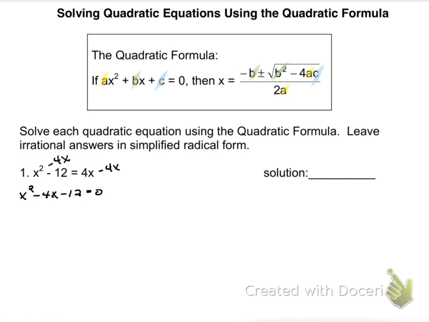Now, it helps sometimes to write what is a, what is b, what is c. A, in this case, is 1, b is negative 4, and c is negative 12. That's the number in front of the x squared, the x, and then the constant.